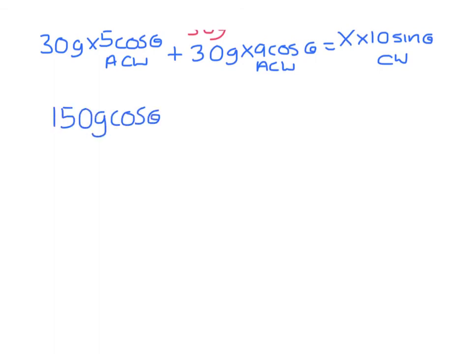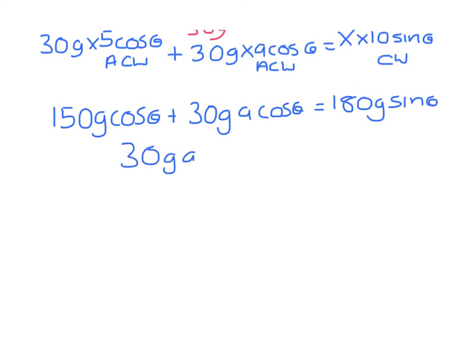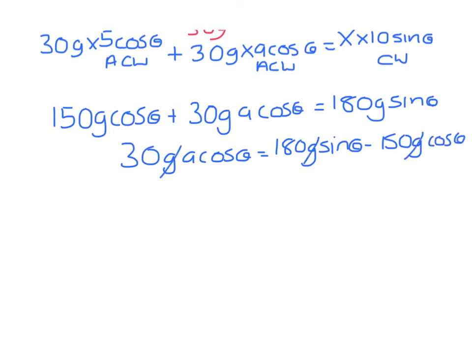150g cos theta plus 30gA cos theta equals 180g sine theta. So 30gA cos theta will be 180g sine theta minus 150g cosine theta. I'm going to eliminate g from every term.